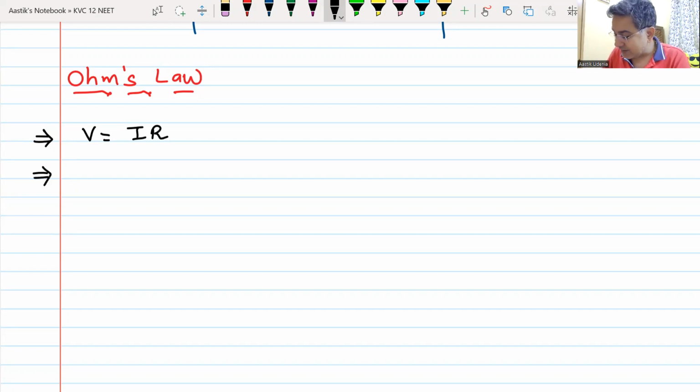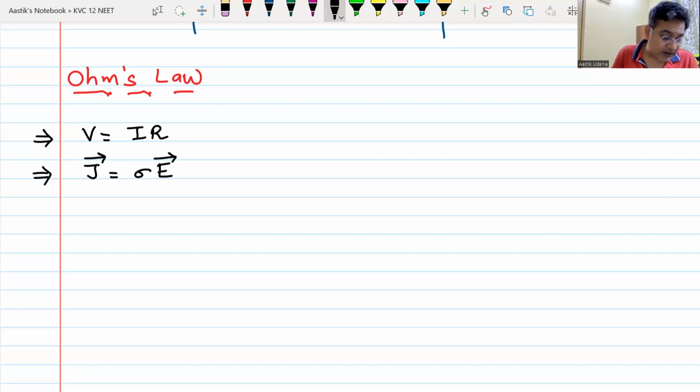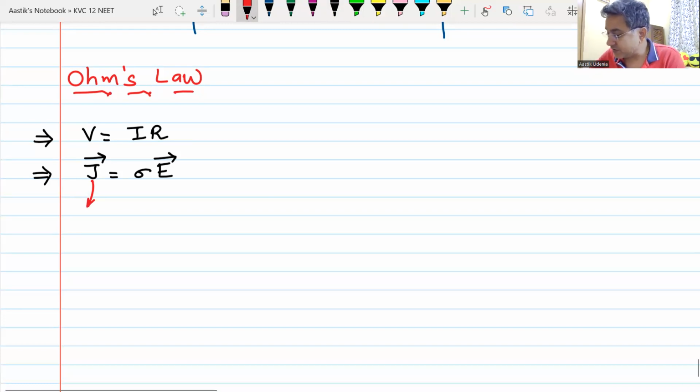And the original way of writing Ohm's law is this: J vector is equal to sigma into E vector. That is the original form of Ohm's law. You can also call it the vector form of Ohm's law. This is the original Ohm's law from where V is equal to IR has been derived. Now at this point in time, you have to tell me what is this J vector? What is this J vector here in this equation?